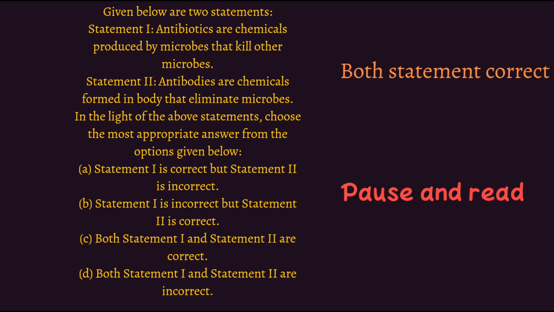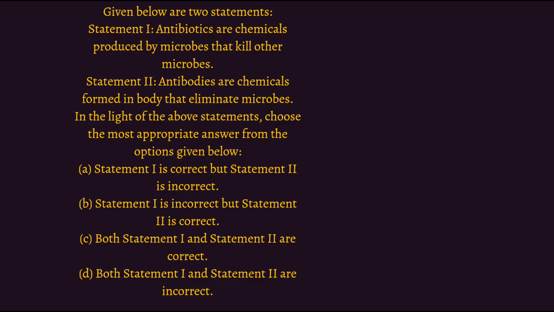Here both the statements are correct. Antibiotics are chemicals produced by the microbes that kill other microbes, and antibiotics are the chemicals formed in the body that eliminate the microbes. In the light of the above statements, both are correct. Here the B option is correct.